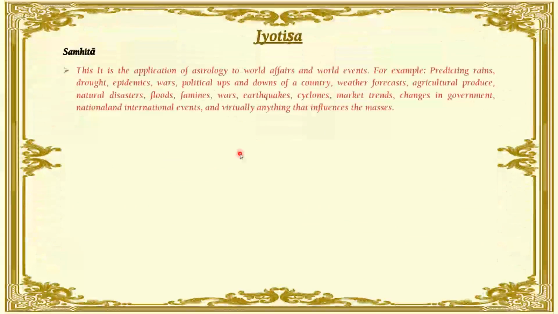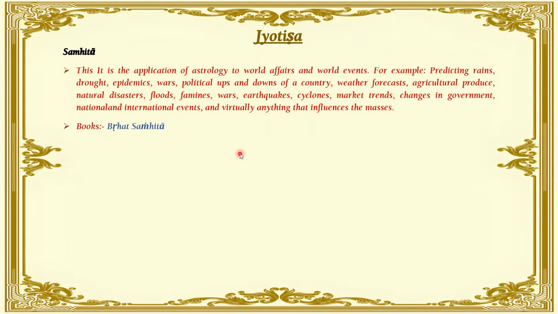So now next we will have the Samhita part. In the Hora part, it is an individual, his chart, his mood that is seen. In Samhita, it is for the general audience, for worldly affairs, like predicting the rains, droughts, epic wars, political ups and downs of the country, weather forecast, and all of that. So that is a singular and there is a multi. That's just a crude example to explain it.